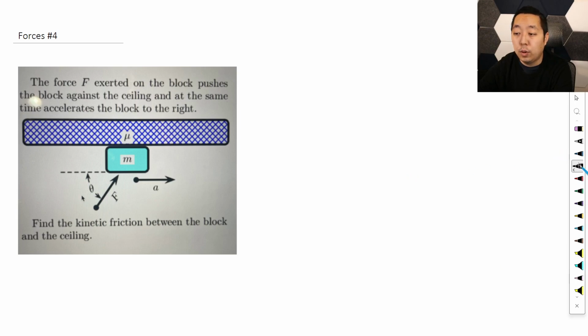All right, let's take a look at this question involving forces and kinetic friction. Like I said, these are the kinds of questions that students ask me all the time.